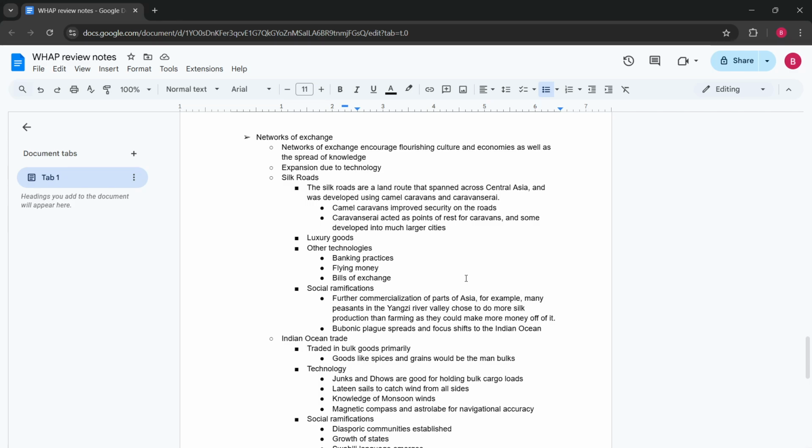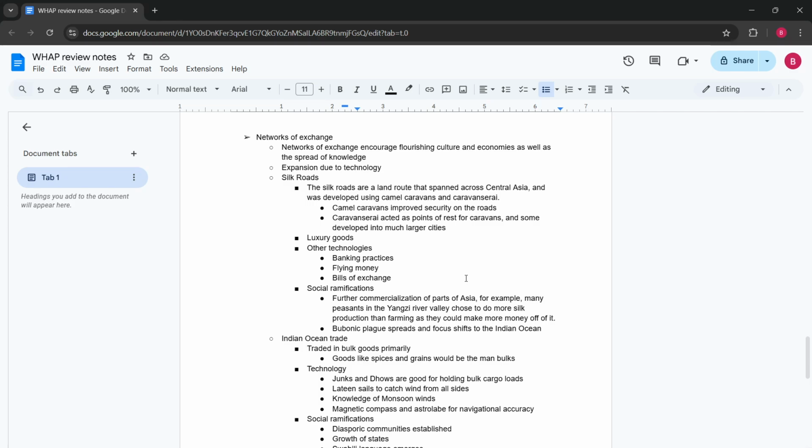And the social ramifications of the Silk Road: there was even more commercialization of the Chinese economy. One example being the Yangtze River Valley. A lot of the people there switched from farming to just making silks because even though they had a little bit less food, they could make silks and get the money to go buy food.